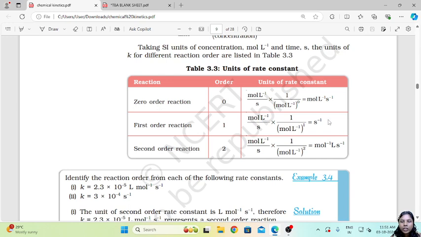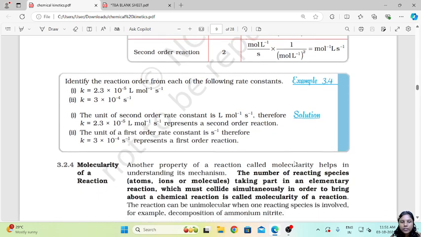For zero order reactions, it is mole per liter per second. For first order reactions, it is just per second, because the concentration terms get cancelled. So we get finally 1 upon s, and if you take s in the numerator, it becomes s inverse. For second order reactions, again the concentration and its square get partly cancelled, so we have mole inverse, liter, and second inverse.